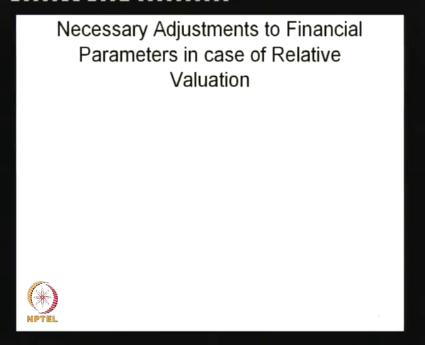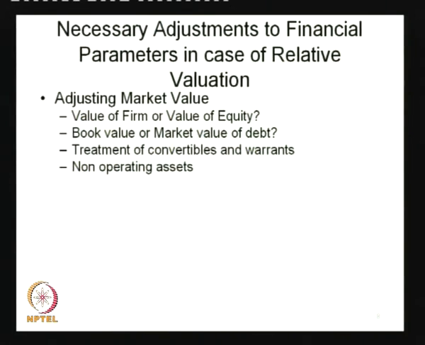Moving further, as we discussed, we may have certain accounting or valuation related adjustments. The first set of adjustments is known as adjusting the market value. One has to be careful here whether you are going to find the value of the firm or the value of the equity. When you talk about the value of the firm, the multiple is based on the value of the firm, and that multiple we apply to the target company's parameter, and then we end up finding the value of the firm, and from the value of the firm one can again go for the value of the equity.